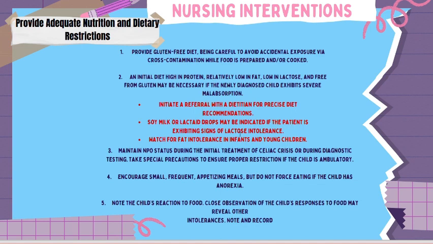Number three, maintain NPO status during the initial treatment of celiac crisis or during diagnostic testing. Take special precaution to ensure proper restriction if the child is ambulatory.